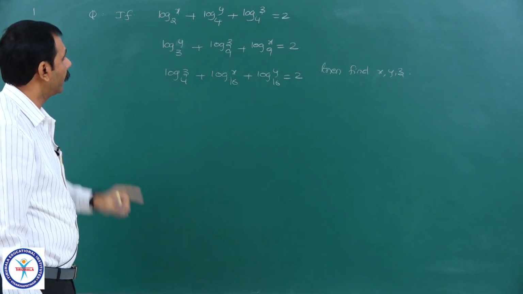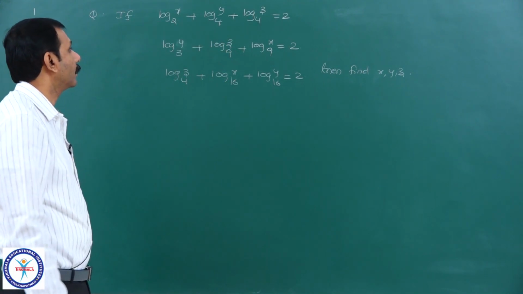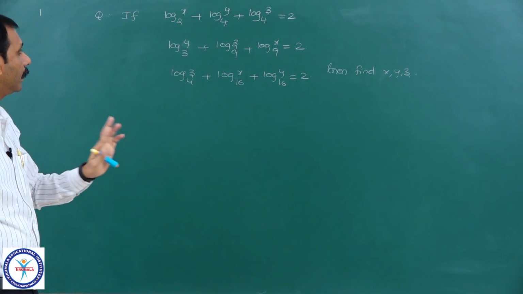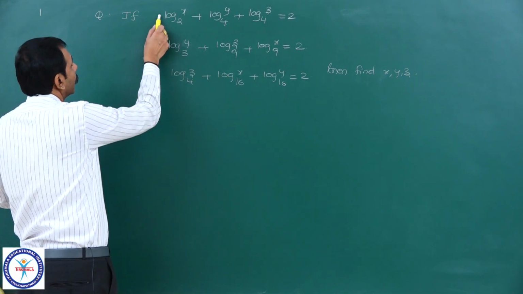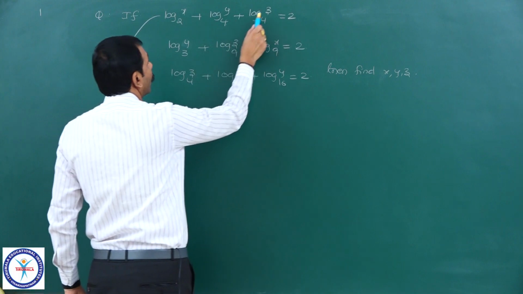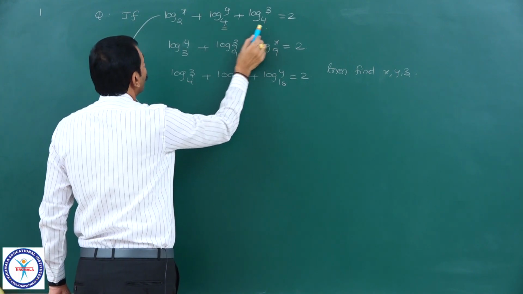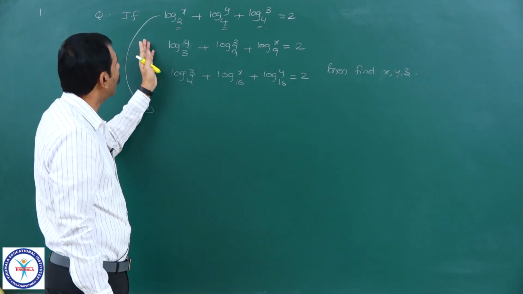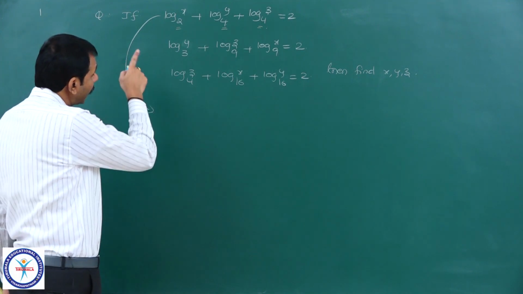These are the three equations: log x to the base 2 plus log y to the base 4 plus log z to the base 4 equal to 2. Second, third, they are asking x, y, z values. Important model. Observe this. Log x to the base 2 plus log y to the base 4 plus log z to the base 4 equal to 2. Here it is 4, whereas here it is 2. If that is also 4 means I would have taken log a plus log b plus log c equal to log abc form. I will make that base 4.